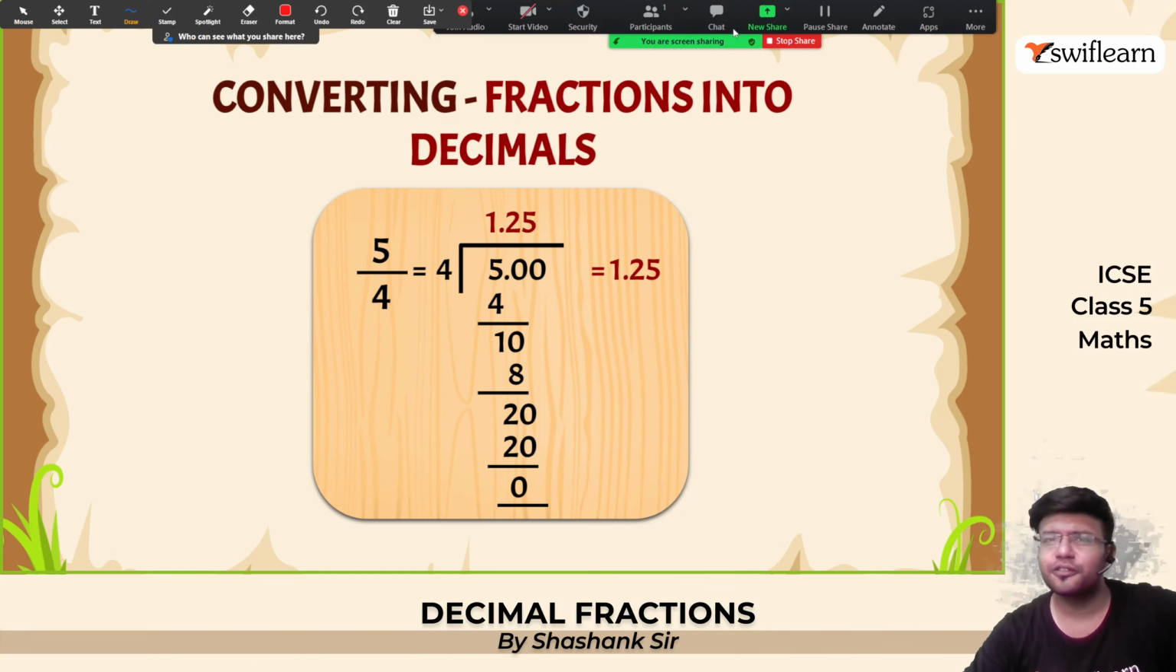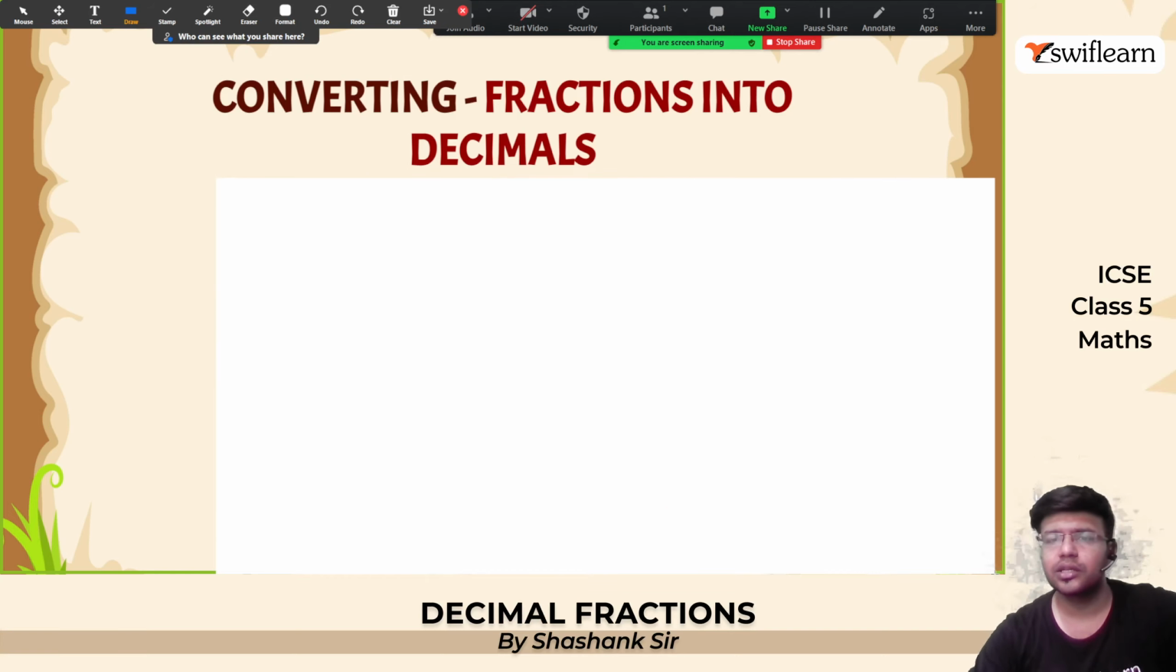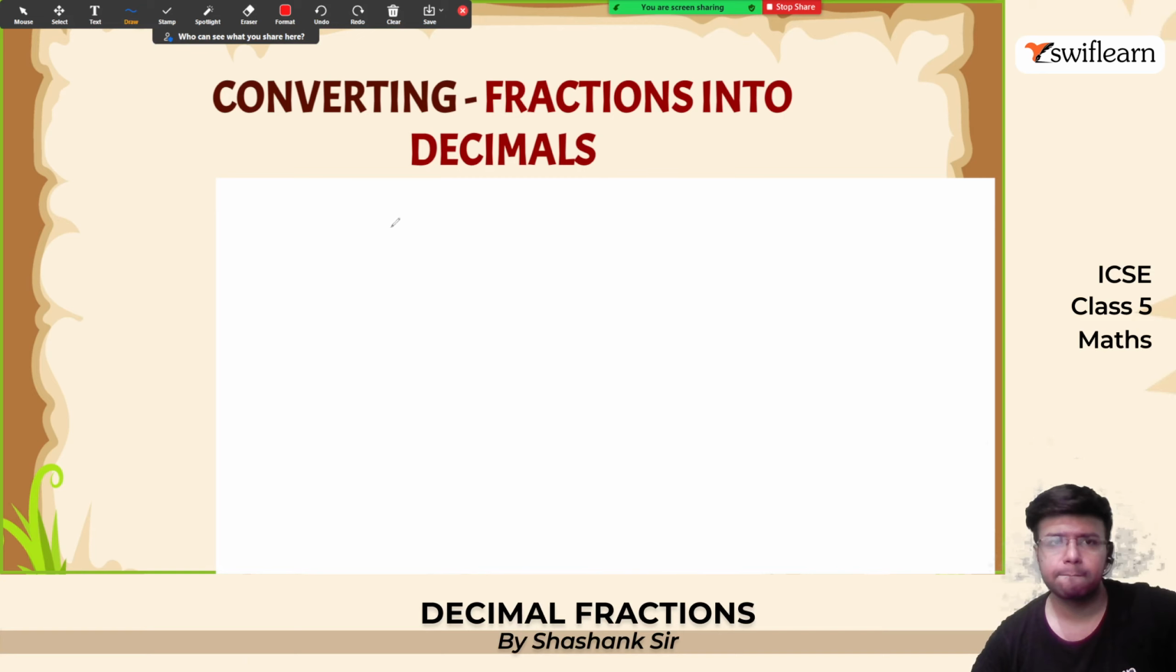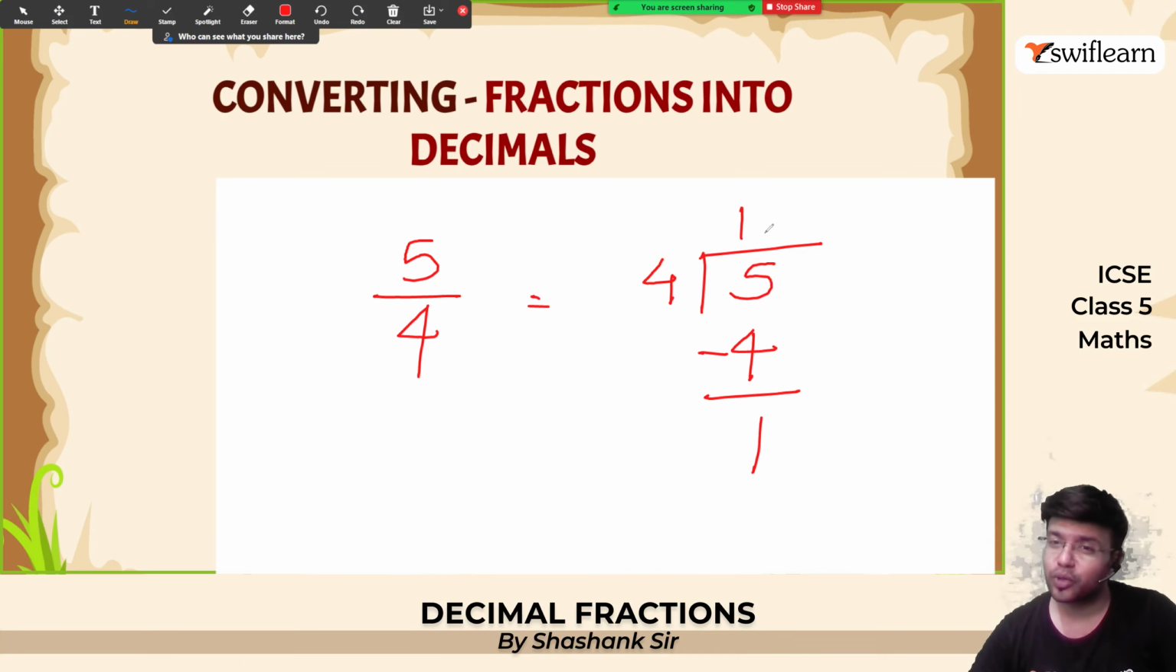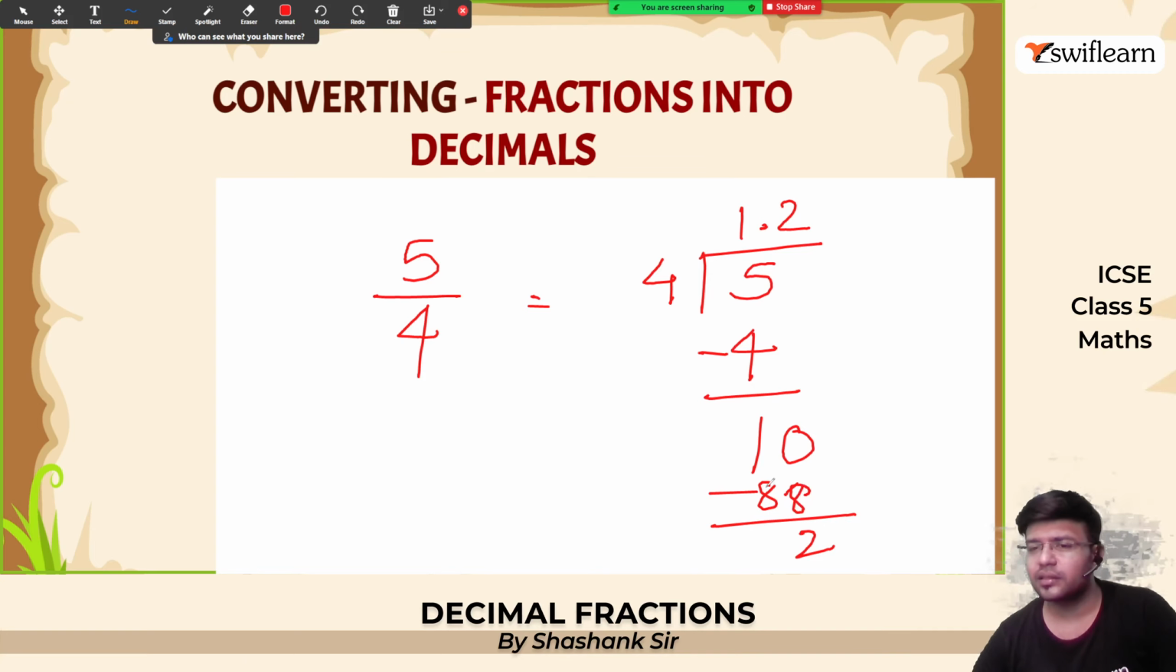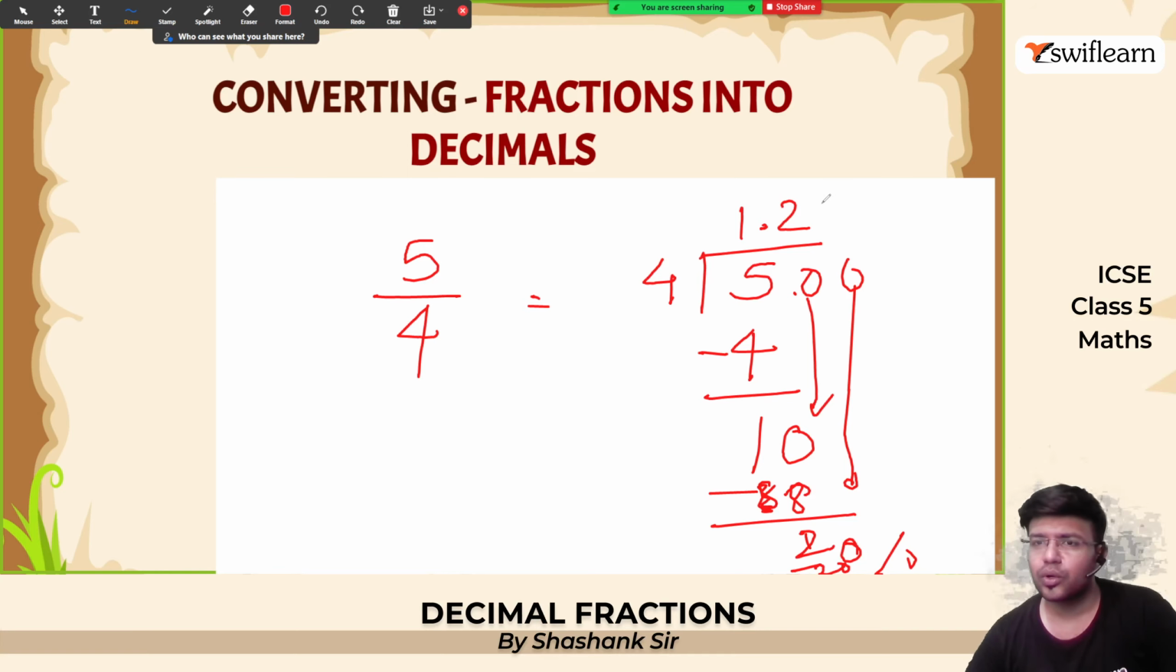5/4. Convert this fraction into a decimal. See this. 5 divided by 4. 4 ones are 4, remainder is 1. Now you want the answer in decimals, so put a decimal point here. You can add zeros now. 4 twos are 8, 10 minus 8 is 2. Now add one more 0. 4 fives are 20, so 20 minus 20 is 0. So 5 by 4 is nothing but 1.25.